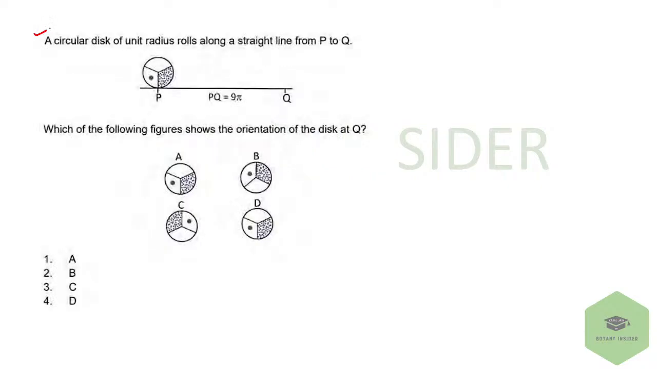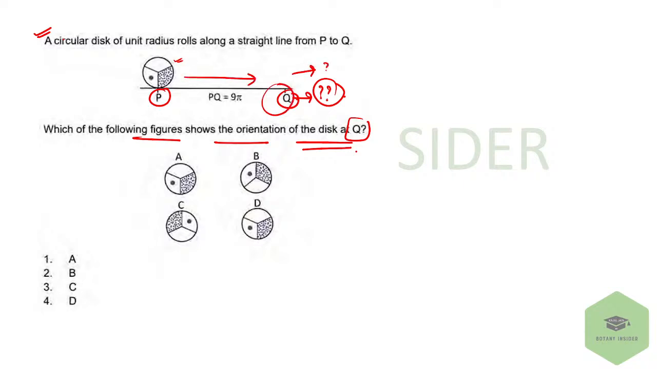Next question, give it a try to this. This is again a December 2023 question. A circular disc of unit radius rolls along a straight line from P to Q. Which of the following figures shows the orientation of the disc at Q? So in this figure, at point Q, if a circle is rolling in this direction, which of the following will be the orientation at point Q? You have to mark that particular thing. Try the question, everyone.